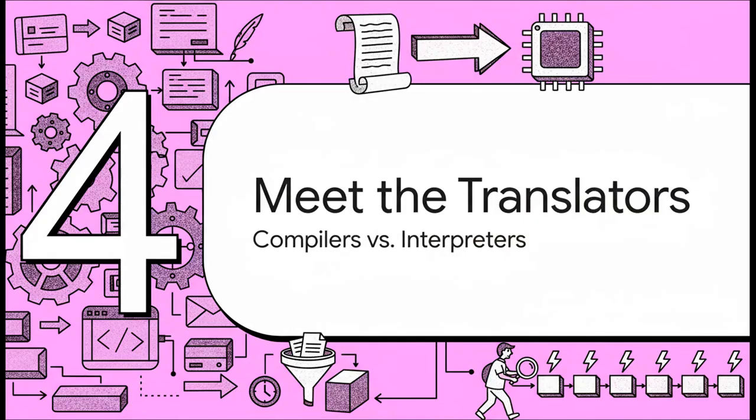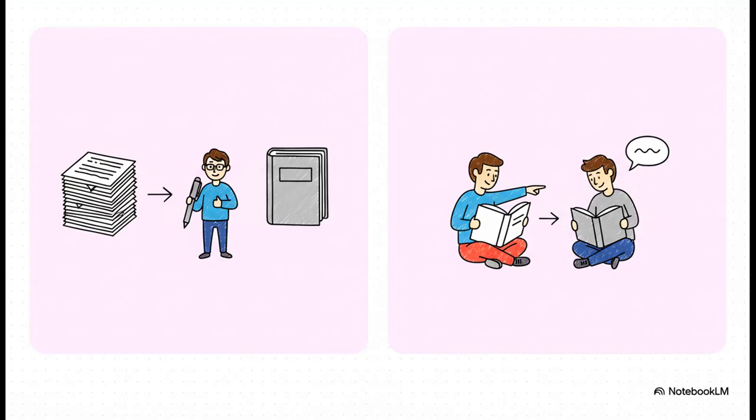Okay, so now that we get the process, let's meet the translators themselves. Because you see, not all language processors work in the exact same way. In fact, there are two main types you'll run into all the time: compilers and interpreters. So what's the difference? Well, a compiler is like a translator who takes an entire book, translates the whole thing at once, and then gives you the complete finished copy in the new language. An interpreter, though, is more like a live translator who sits right there with you, translating the book sentence by sentence as you're reading it.